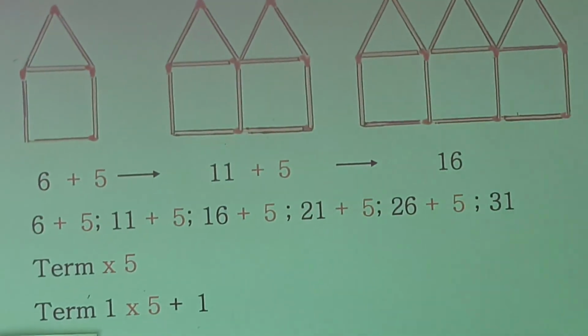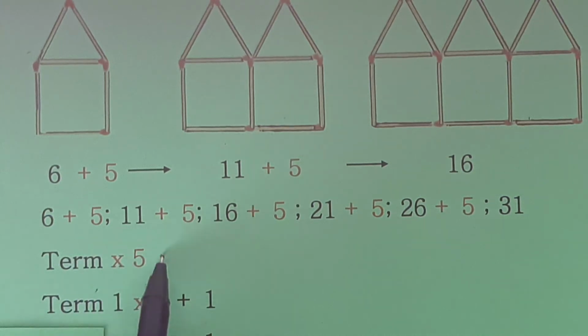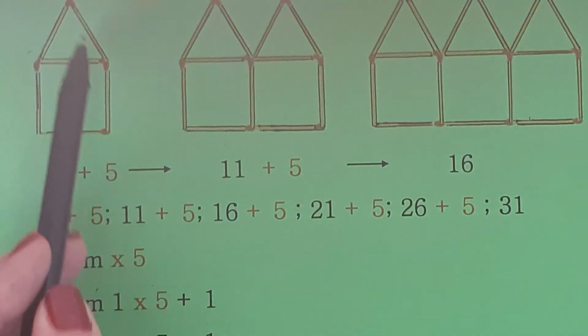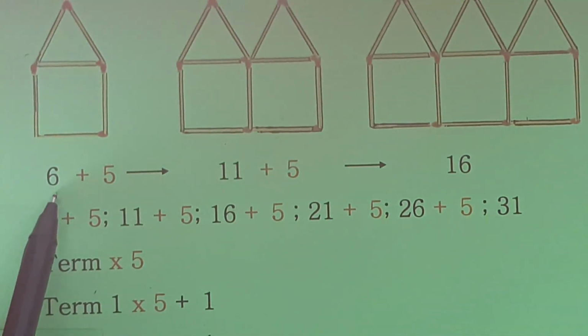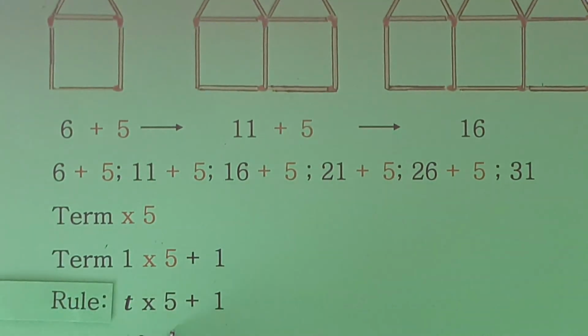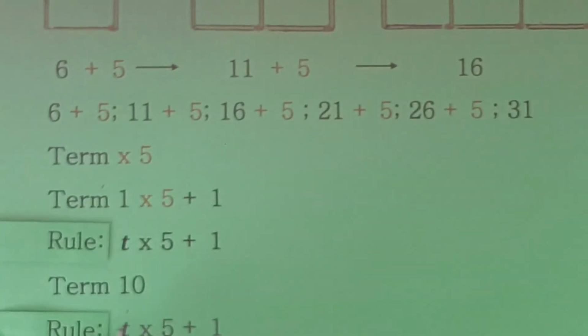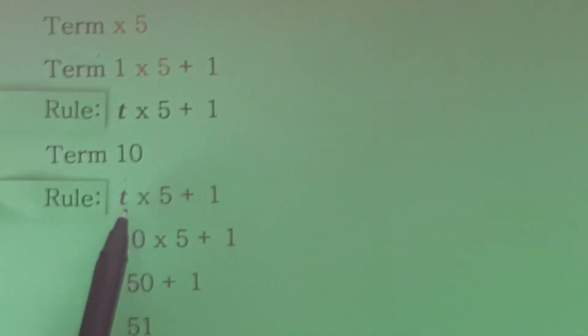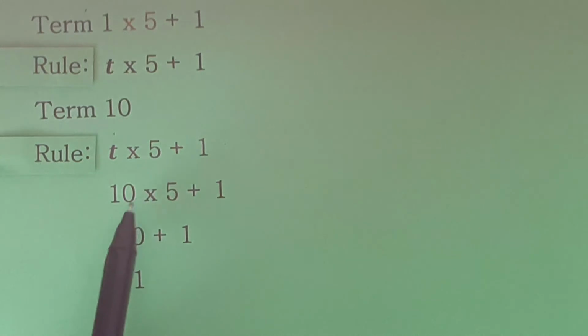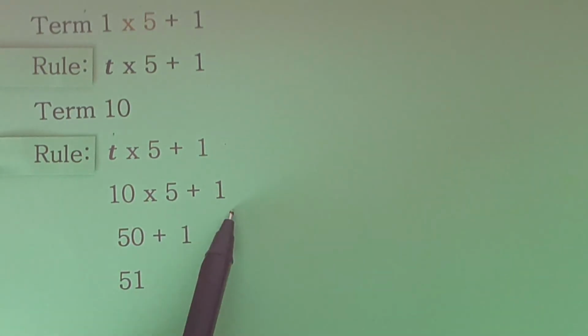So to determine your rule, it will be term times by 5, because that's add 5 every single time. But now the first one, if I say 1 times by 5, it gives me 5. So what do I still need to get 6? It will be plus 1. So my rule will be term times by 5 plus 1. If they ask you to determine the 10th term, then you write down your rule again. First, always it's term times by 5 plus 1. 10 times by 5 plus 1 gives you 50 plus 1, and that's 51.